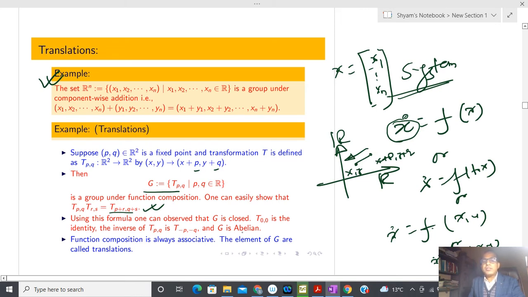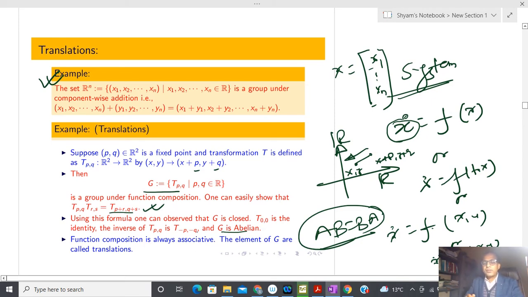It is possible to show that, apart from this, it also satisfies the commutativity property. So either you can do A operate on B or B operate on A, both are exactly the same. And associativity is always satisfied, please check it, and for that reason translation also satisfies the property of a group.